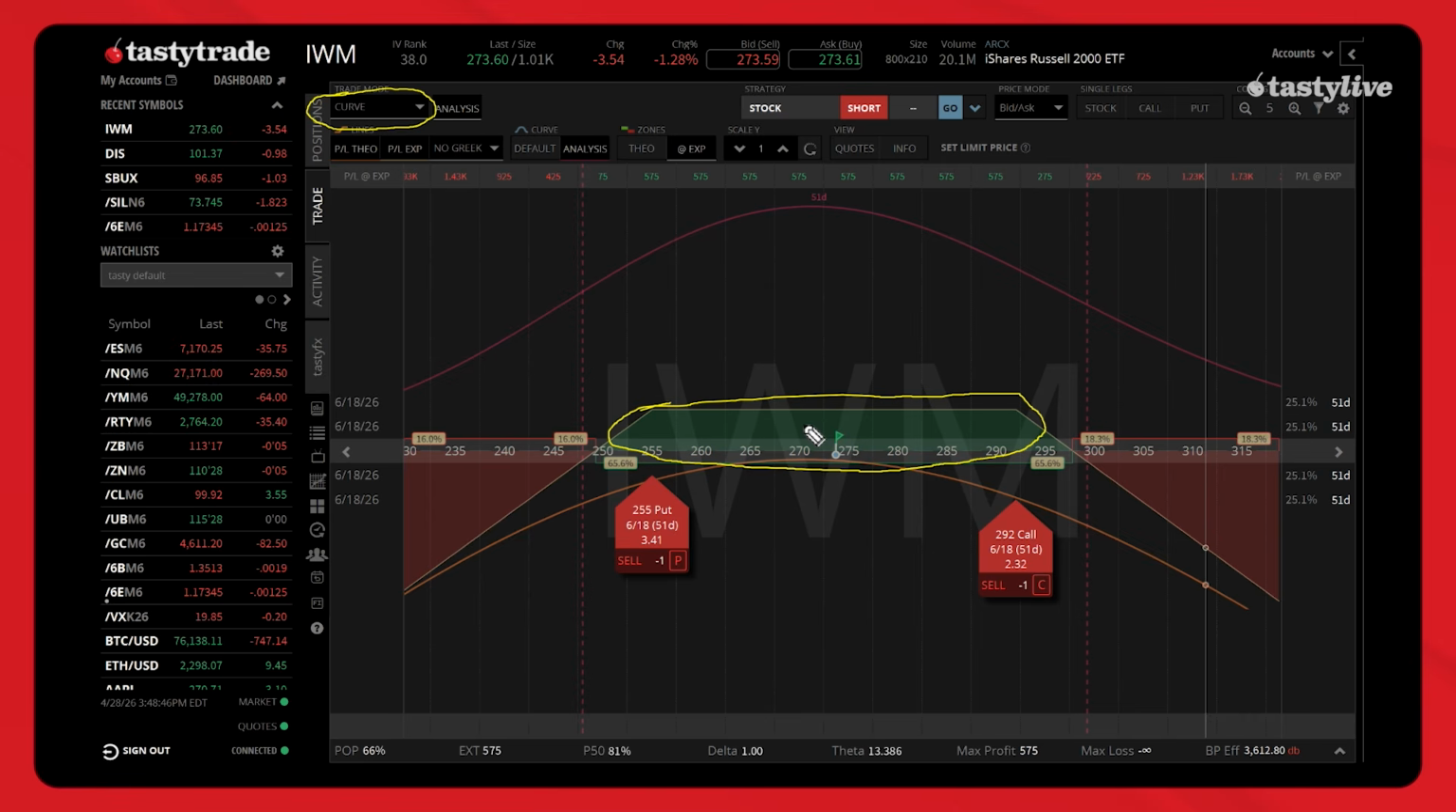Now, again, as the stock moves and things start to change, it's not going to necessarily stay delta neutral. If IWM starts to rally, I'm going to become bearish. I'm going to become negative delta because I want it to come back into the center.